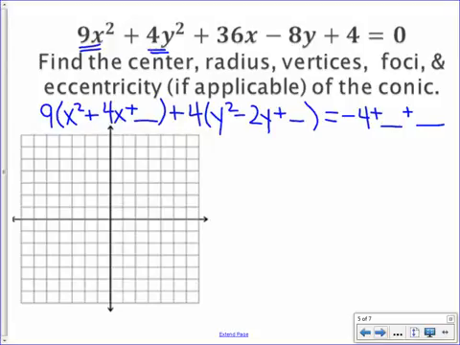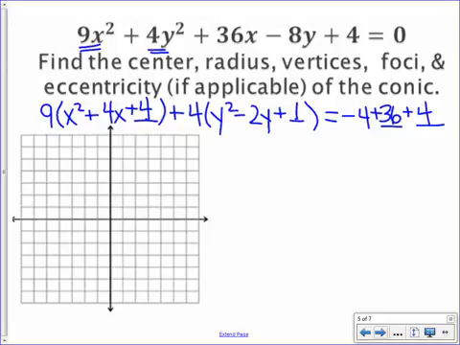So Josie, what completes the square here? 4. Well, we're really adding 36. Great. Cassie, what completes the square here? 1, but we're really adding 4.